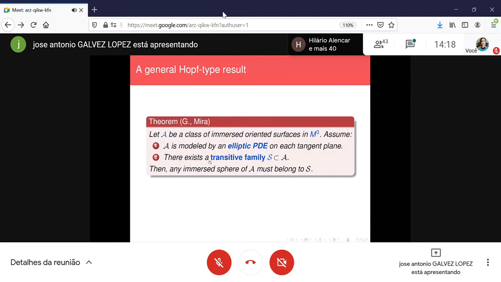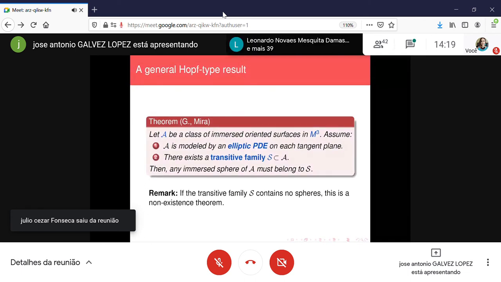Obviously, this result can also be used for the result of Abresch and Rosenberg. In this result, the class is the CMC spheres in the product space H2 cross R or S2 cross R, and the transitive family is given by the rotational examples and their translations in H2 cross R and S2 cross R. And the same can be done for the rest of the theorems in the introduction. This general theorem can generalize, in some sense, the theorem that I gave in the introduction.